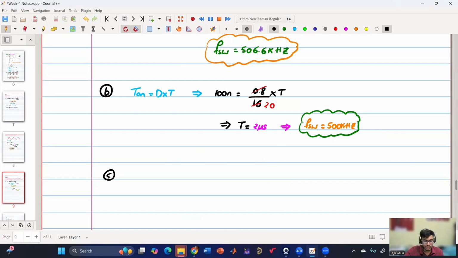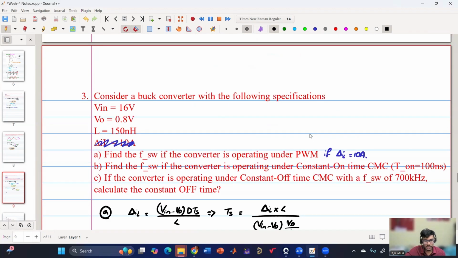How to solve this, anyone? Off-time is asked and switching frequency is given. So delta L equals V naught into T off by L. Yes. One mistake: delta L is only given for the first part, not for the other part. So that was my mistake, and I have rectified it because it is not needed for the second part.